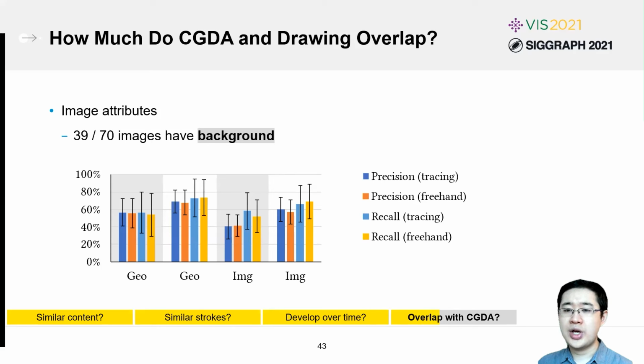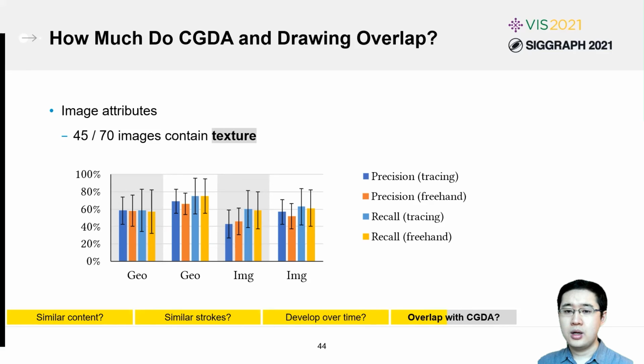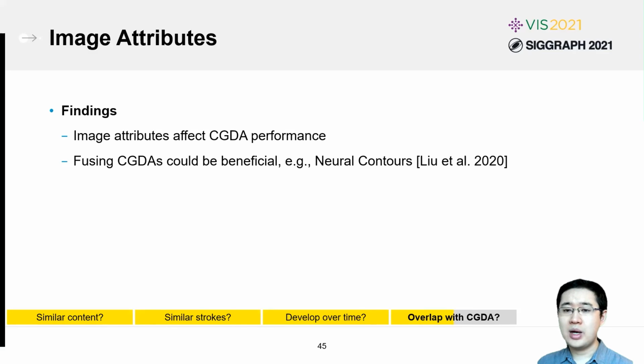We also observed that CGDA achieved different performance on different images. For both tracing and freehand drawing, CGDA achieved lower precision and recall on images containing background. The same trend was observed for images with texture. This agrees with our intuition because NPR typically does not consider image background or texture, and image processing output often includes extraneous edges from background and texture. To sum up, image attributes affect CGDA performance. This shows our dataset's value for identifying extensions to NPR and image processing algorithms that better approximate drawing, such as fusing different algorithms.